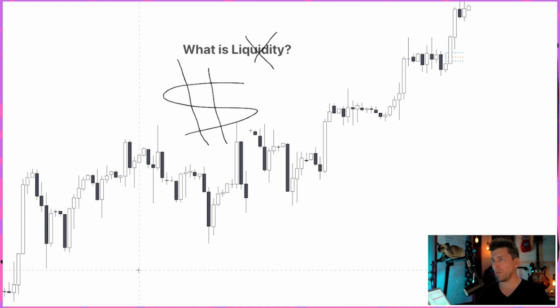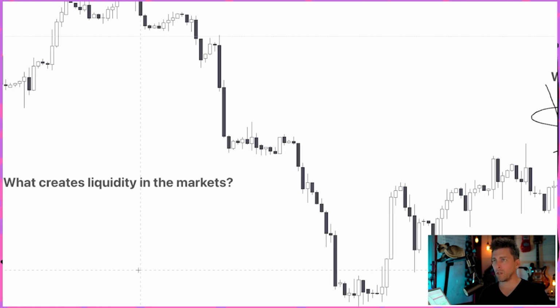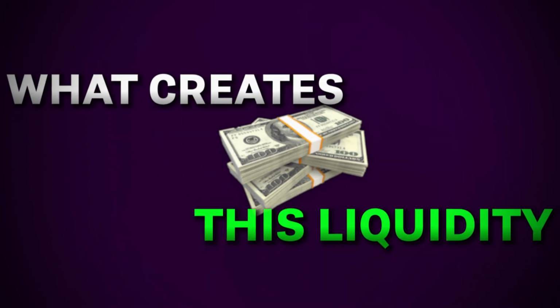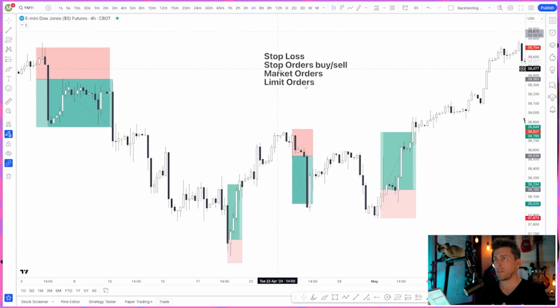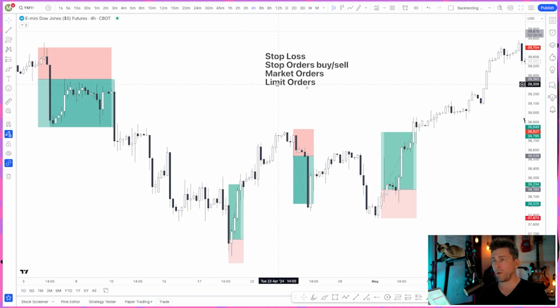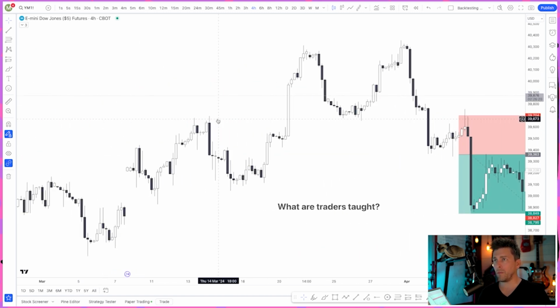Liquidity is very important for market makers because they're able to push price in particular directions. We'll get into that in a second. But what creates this liquidity? What creates it are all the orders that you can execute. Stop losses, stop orders, market orders, limit orders, any type of execution that you can make that revolves around money, which would only be these, is what creates liquidity in the marketplace.